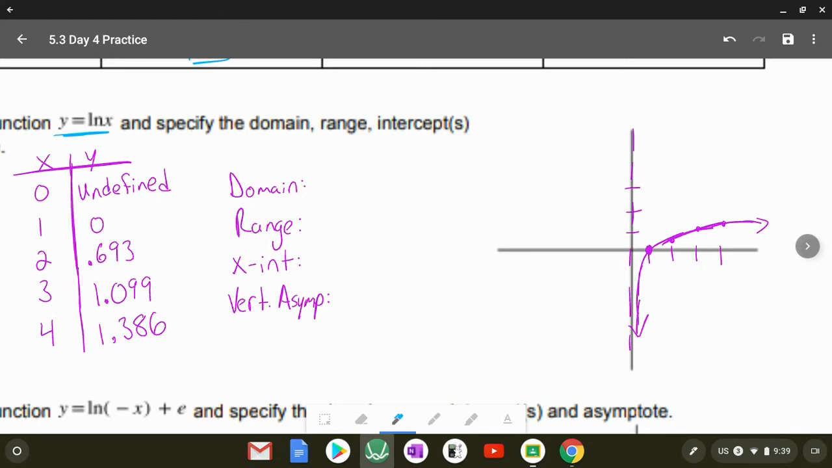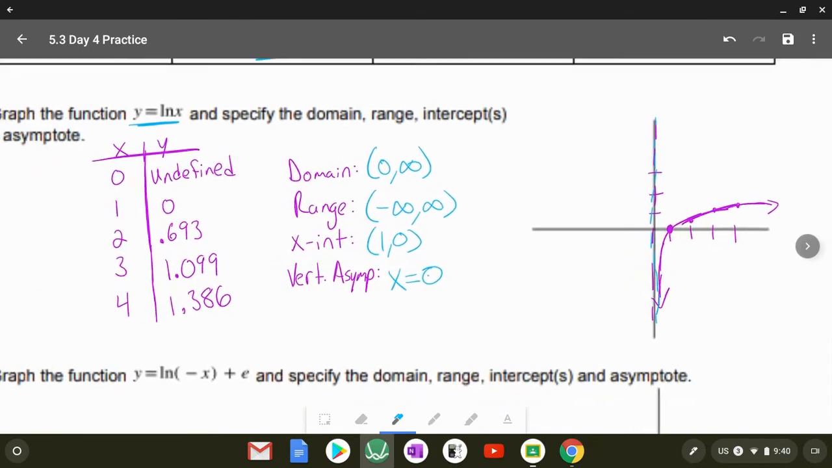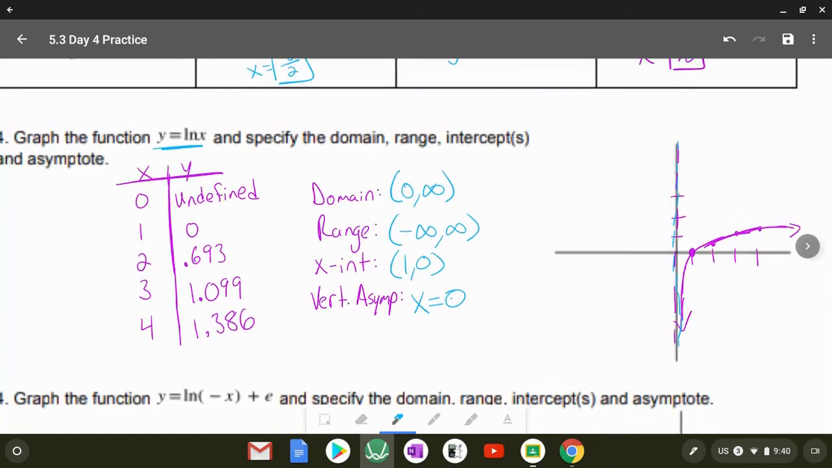So if we did this one, we already have the graph. The domain is from this asymptote at x equals 0. So we can put that vertical asymptote there at x equals 0. The domain is from that asymptote to infinity. The range, even though it does level off quite a bit, it technically is still going up forever, so it would be negative infinity to infinity. And then the x-intercept, we can see it on that graph there, would be 1, 0. So that's the base function for natural log of x.